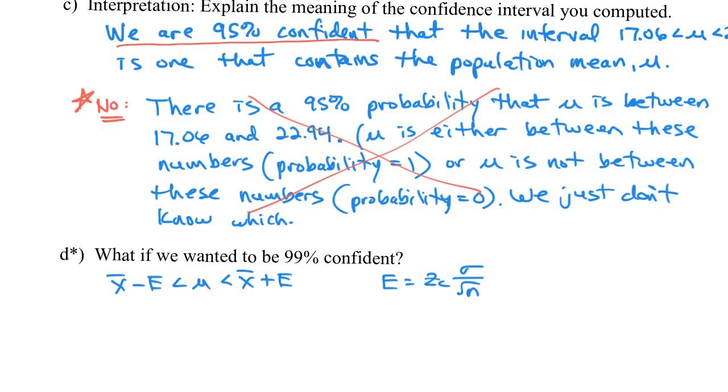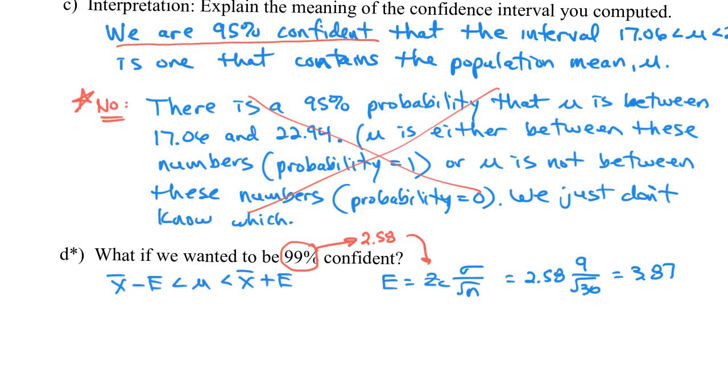Well, if we're going to be 99% confident, then you look on that little table, and the z-score here is going to be 2.58. Right? That's going to be our critical value. So our maximum margin of error would be 2.58. All the rest of this would be the same, 9 over the square root of 36, which gives us 3.87. So we've got a different maximum margin of error.